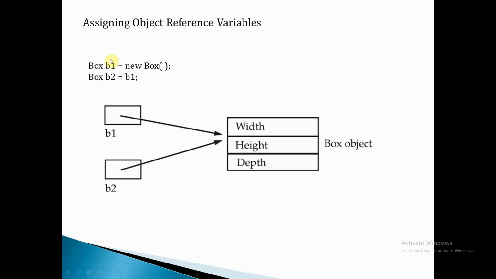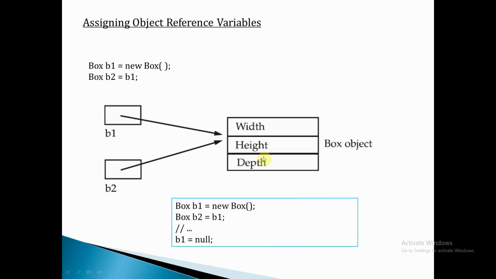When I create an object B1, for this B1 object in the memory, the space will be allocated for width, height and depth. And when I copy this object B1 to B2, B2 will be another reference pointing to the same location. So whenever we copy or assign one object to another object reference, B1 and B2 are now referring to the same memory location. You have to keep that in mind. When I assign one object to another reference, it will be pointing to the same memory location of that particular object.